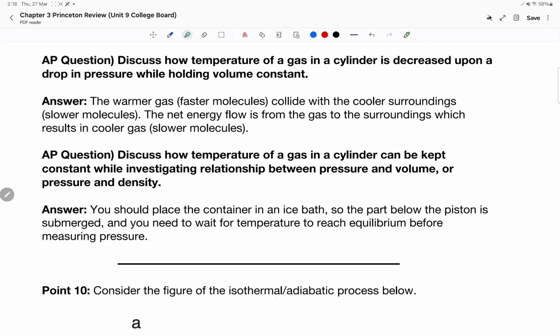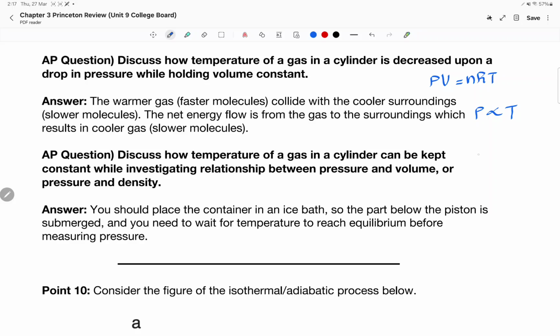Okay. Now you want to hold the volume constant, right? And you're saying discuss how the temperature of a gas in a cylinder is decreased upon a drop in the pressure. So look, PV is equal to nRT. You're holding the volume constant. That means that P is direct with temperature. Okay. So how would the temperature of a gas in a cylinder drop?